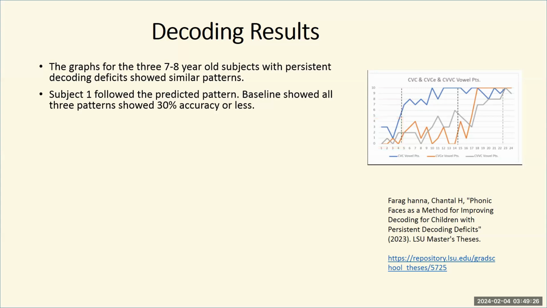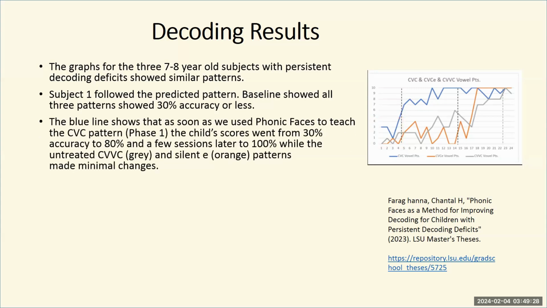But then the blue line shows that as soon as we used the phonic faces to teach the short vowel patterns, the child's score went from 30% accuracy to 80% accuracy within a few sessions, actually within the first session. And a few sessions later to 100%, while the untreated CVC, CVVC, and silent E orange patterns made minimal changes. So only the ones that we worked on went up.